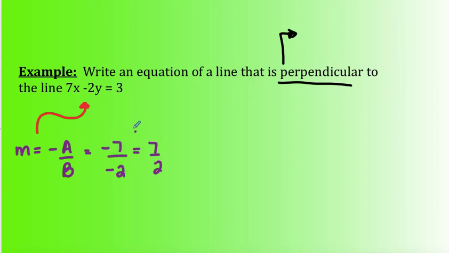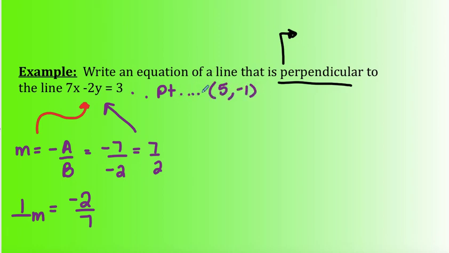Now that's the slope of the line given. I need the perpendicular slope. So the perpendicular slope is going to be -2 over 7. I have my slope. What am I missing? I'm missing the point. I forgot to write it on here for you. So I want you to check this example and put that it's going through the point (5, -1). I forgot to write it in my notes.